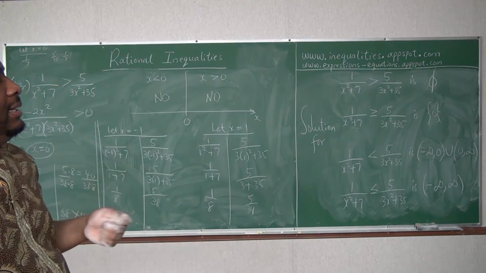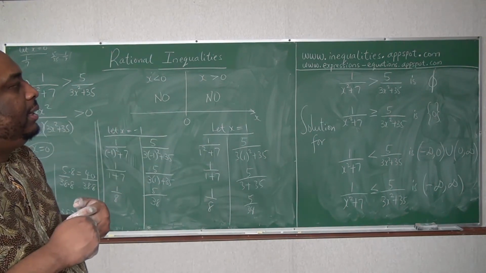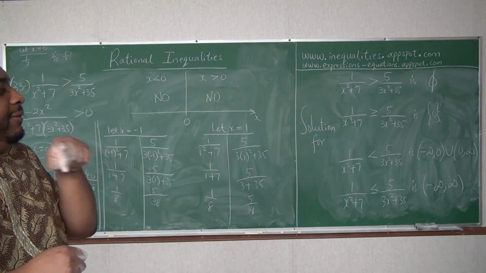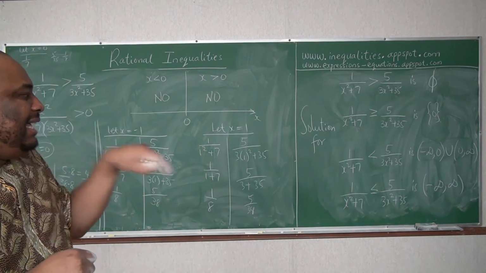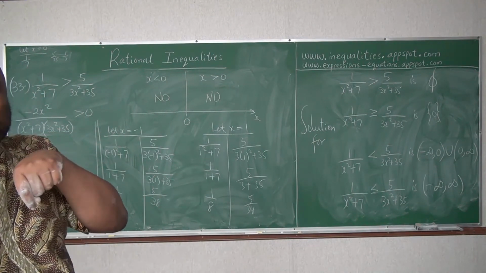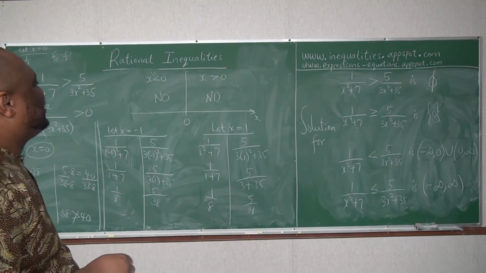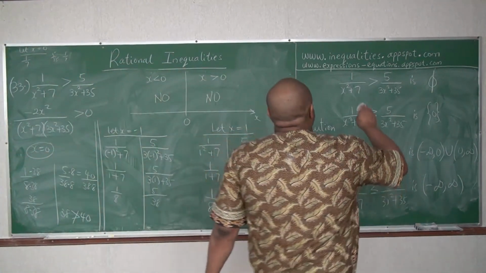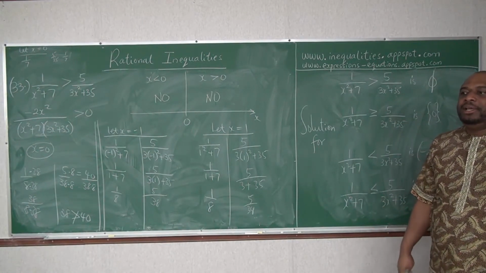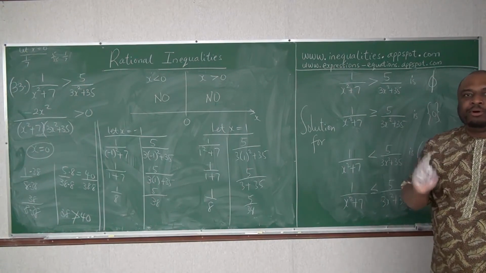But for greater than, no way. For less than would be negative infinity to 0, union 0 to infinity. And for less than or equal to will be everything. Does that make sense? Okay? So this is 33, 34, 35, 36. So we have one more question before we call it a night. One more, okay?